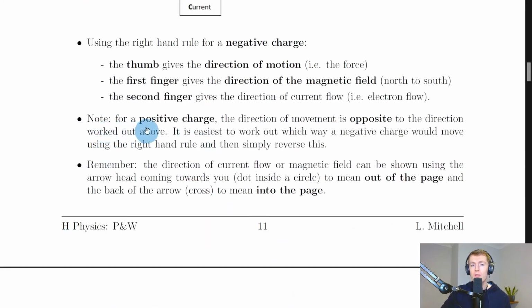We must note, however, that for a positive charge, the direction of movement is opposite to the direction worked out above. If you're given a question with a positive charge rather than a negative charge, it's easiest to work out which way a negative charge would move first using the right hand rule, and then simply reverse this.